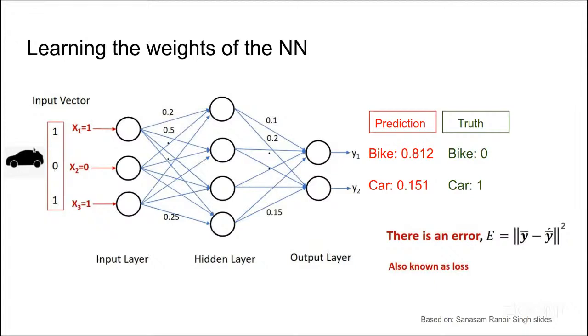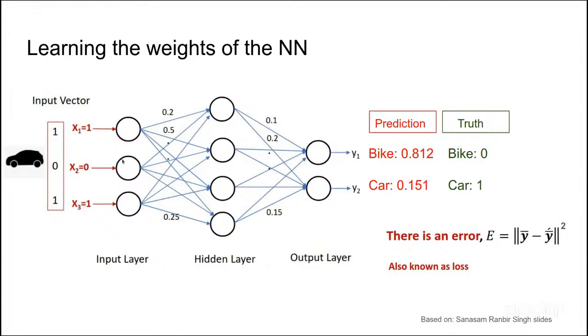So let's say, for example, we pass this car example 101 through the network, and y1 is the probability that the prediction is bike and y2 is the probability that it is a car. It predicts 0.812 for bike and a car probability of 0.151. You can see that it is definitely not a bike. The truth is that the bike probability is 0 and the car probability is 1. So there is definitely an error in your prediction, right? This is what we call error.